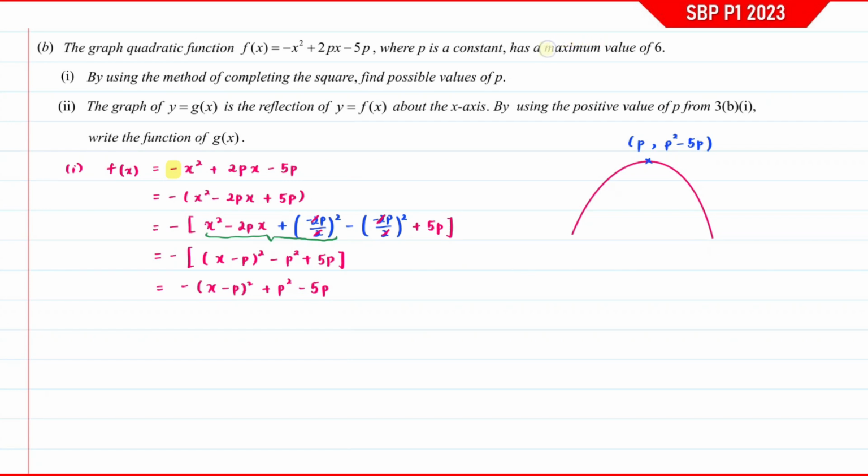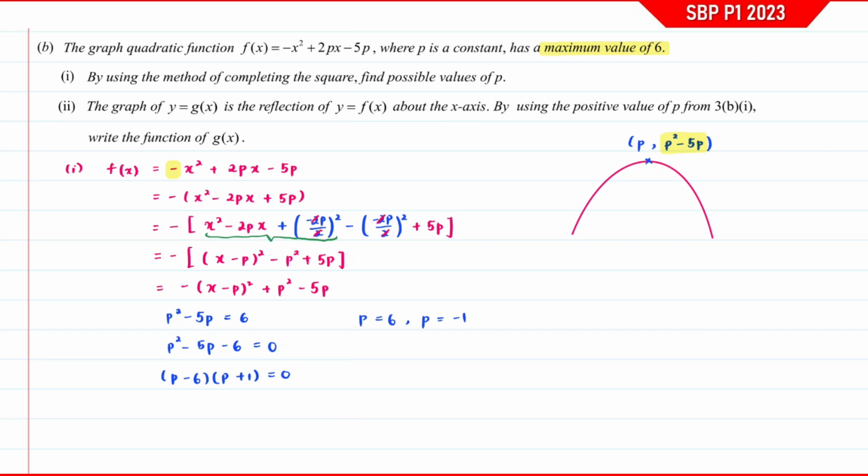The question stated that the maximum value of this quadratic function is equal to 6. The maximum value here refers to the y coordinate of the maximum point. Therefore, p squared minus 5p is equal to 6. So this is a quadratic equation as the highest power is 2. So we're going to write this in general form. When we factorize it, we're going to get p minus 6, p plus 1 is equal to 0. So p is equal to 6 or p is equal to negative 1.